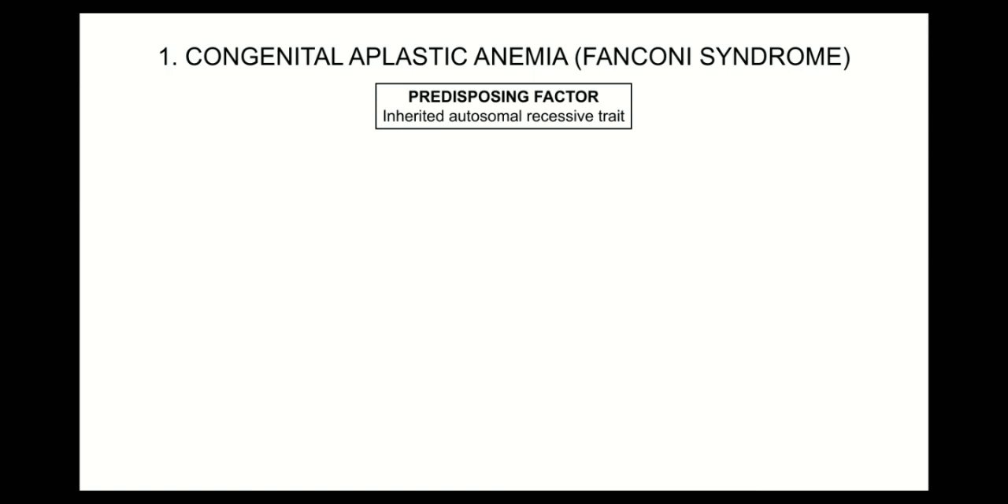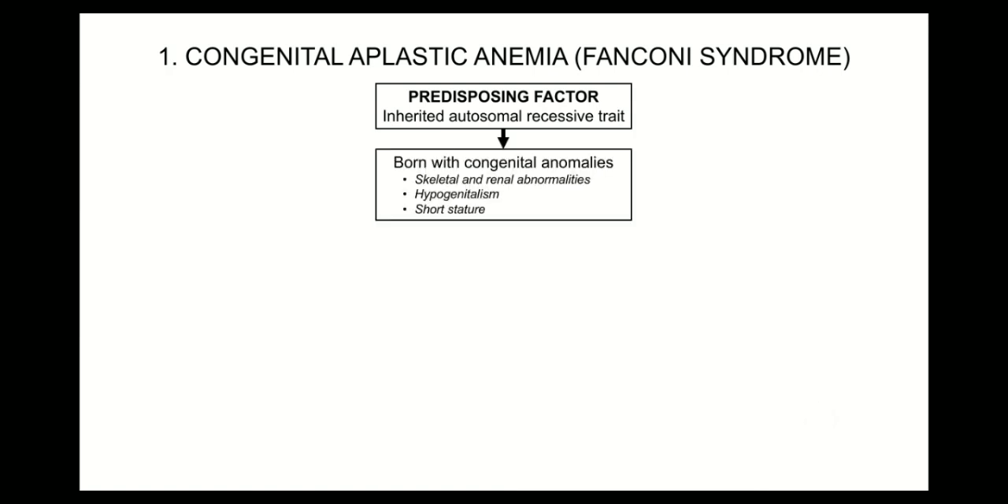So we only have one predisposing factor, which is the child inheriting the autosomal recessive trait. When the child inherits that autosomal recessive trait, he or she will be born with congenital anomalies. What are these congenital anomalies? We have skeletal and renal abnormalities, hypogenitalism, and also the child will be born with a short stature.